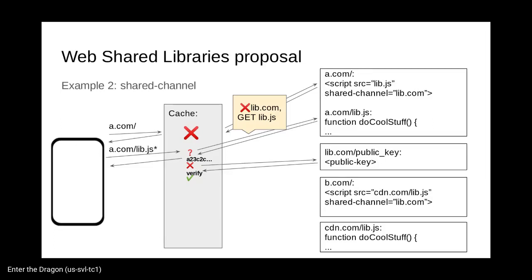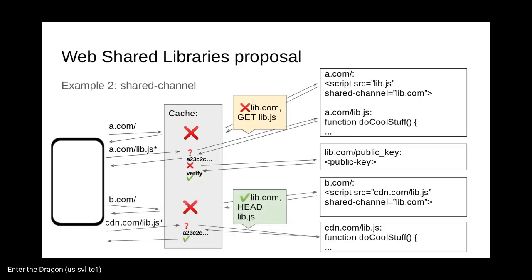But then we also do this background lookup on the shared channel to say, is this a valid resource for this shared channel? And it will look up the public key, verify that the resource is signed with that shared channel, and after all of that, make it available for other sites to use. This means that you can't hijack what the resource is without the private signing key for lib.com in this case.